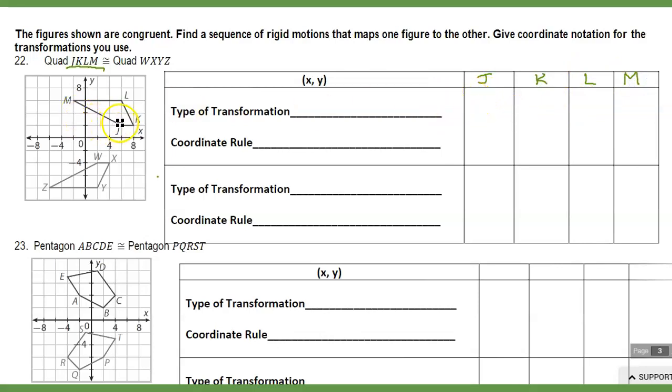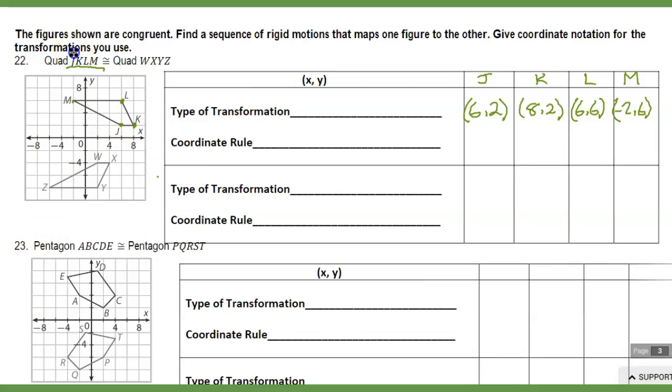However, J is going to be, looks like at 6, 2. K is going to be at 8, 2. L looks like 6, 6. And M looks like -2, 6. Right, and then let's also write down where we're going to end up.